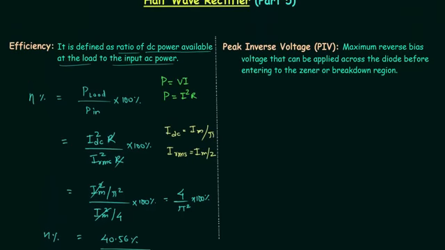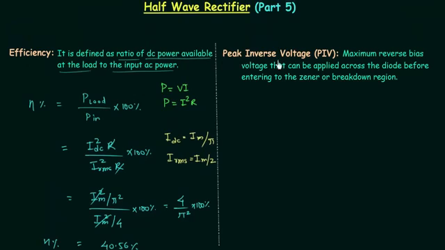Now we will move to the peak inverse voltage. Peak inverse voltage is also called as peak reverse voltage, PRV, where P stands for peak, R stands for reverse, and V stands for voltage. So what is peak inverse voltage? The maximum reverse bias voltage that we can apply across the diode before entering to the Zener or breakdown region is called as peak inverse voltage.